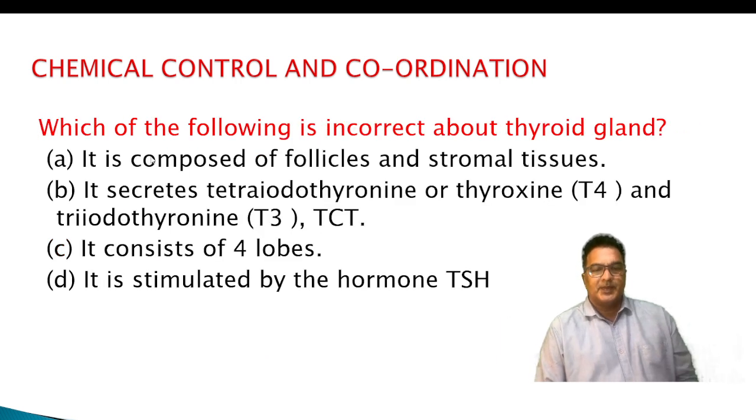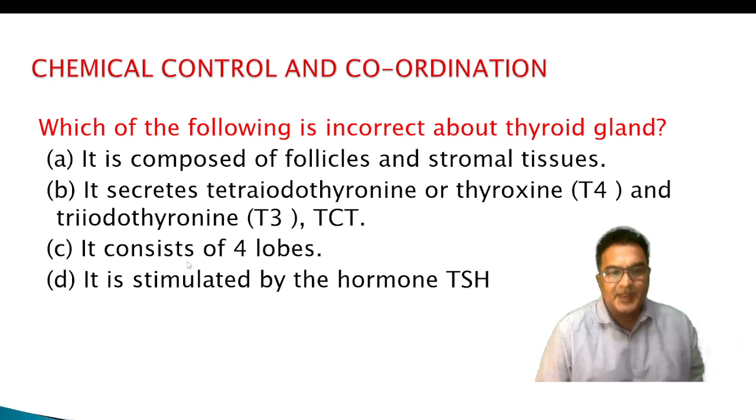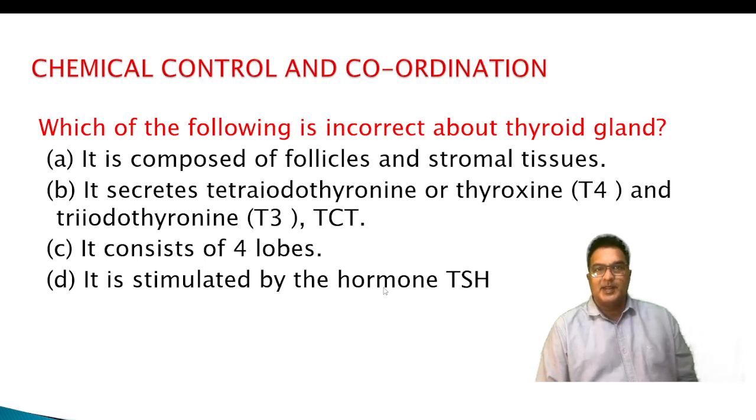Which one of the following is incorrect about the thyroid gland? It is composed of follicles and stromal tissues. It secretes tetraiodothyronine or thyroxine, triiodothyronine, and TCT, thyrocalcitonin. It consists of four lobes. It is stimulated by the hormone TSH. So, which of the following is incorrect about the thyroid gland, they are asking.